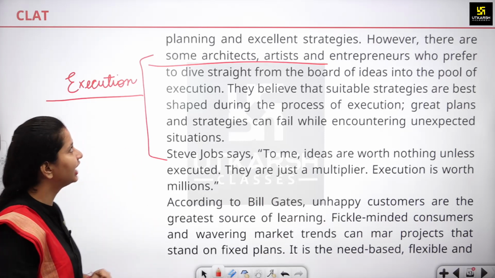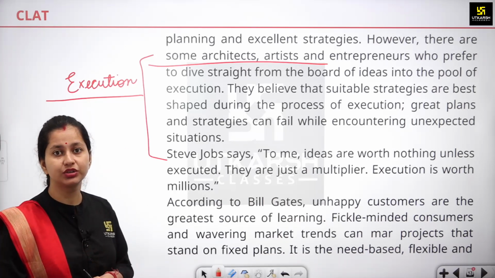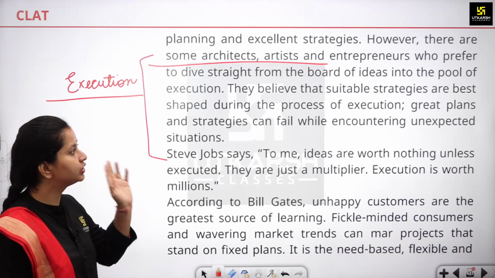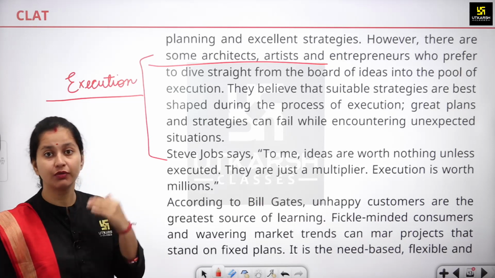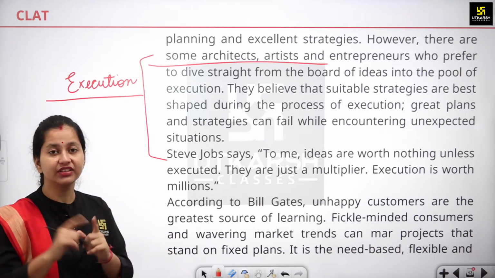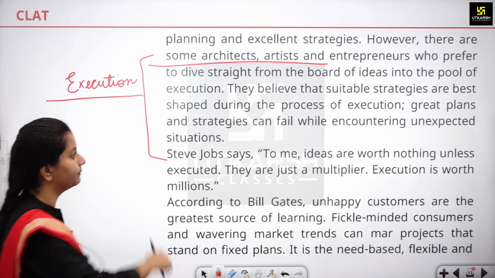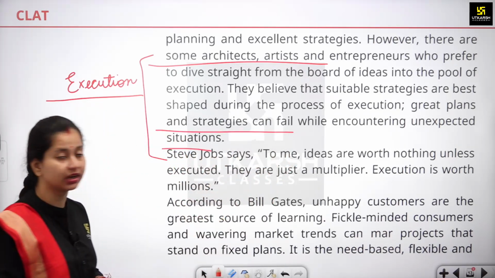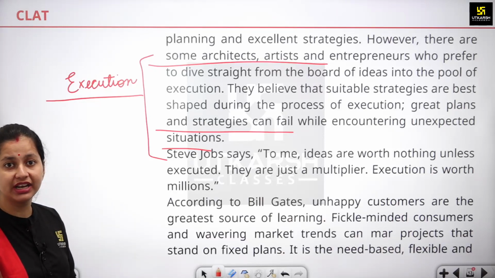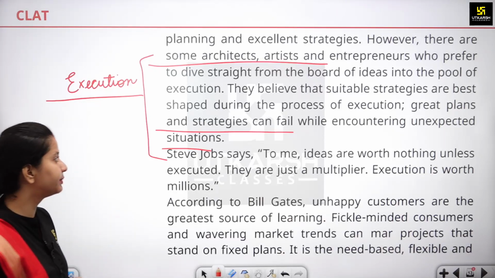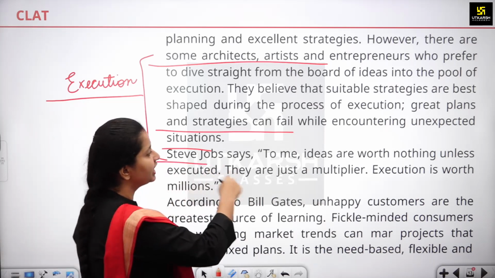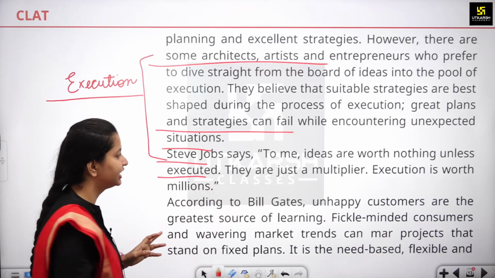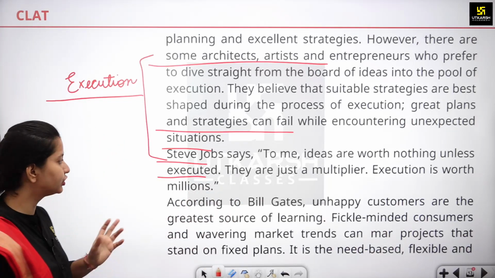So it is saying that there are some artists who just try to go from planning straight to executing it. They believe suitable strategies are best shaped during the process of execution. When we execute, then the strategies could be shaped automatically. Great plans and strategies can fail while encountering unexpected situations. Many plans and strategies might fail when we encounter unexpected situations. Steve Jobs says, "To me, ideas are worth nothing unless executed. They are just a multiplier. Execution is worth millions."